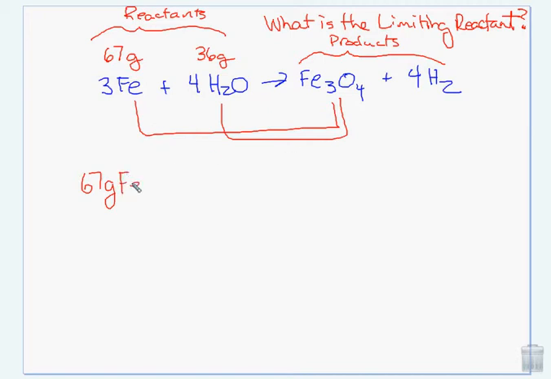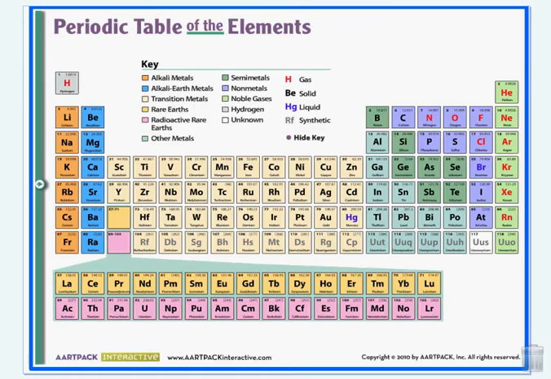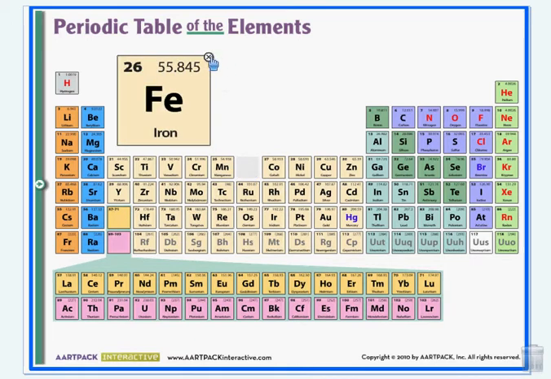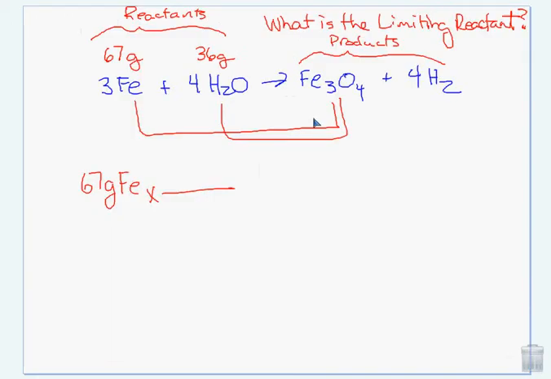It starts with grams of Fe. I'm going to multiply that by the molar mass, which I get off of the periodic table. I find Fe, and it's 55.8 grams per 1 mole of Fe. That gets me to moles of Fe after I cancel grams out.